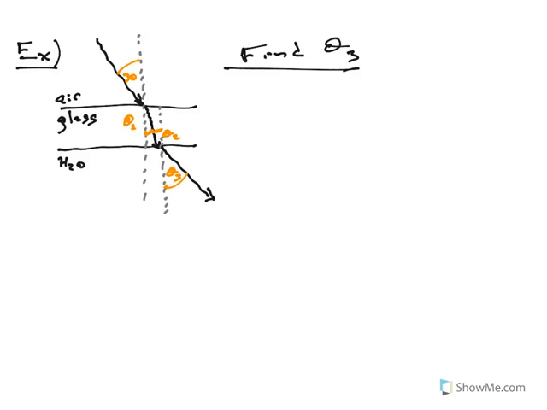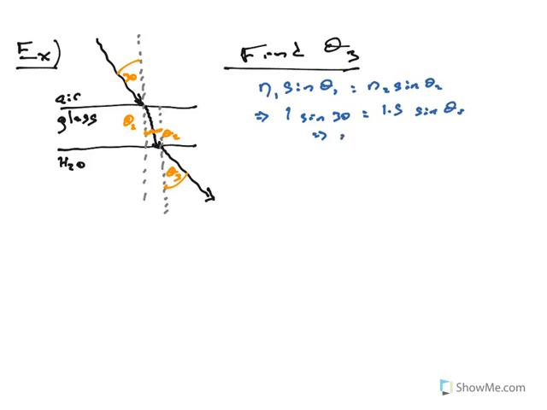So we use Snell's Law twice. Let's try it. n1 sine theta 1 is n2 sine theta 2. Okay. What's the 1 stuff? Air. So n1 is 1. Sine of 30 is equal to the 2 stuff, which is glass, 1.5 sine theta r.